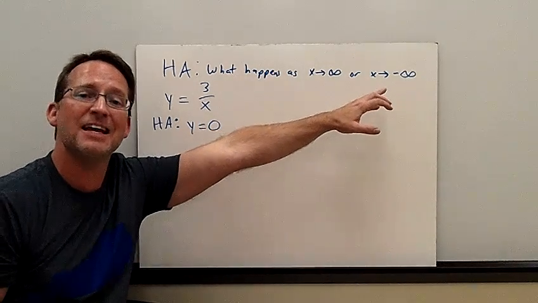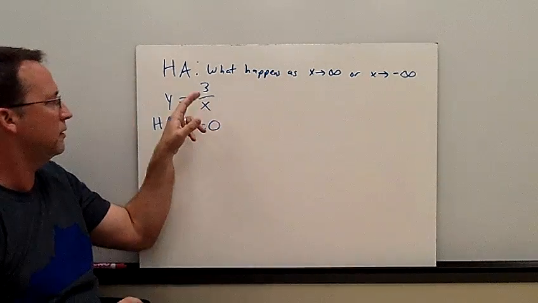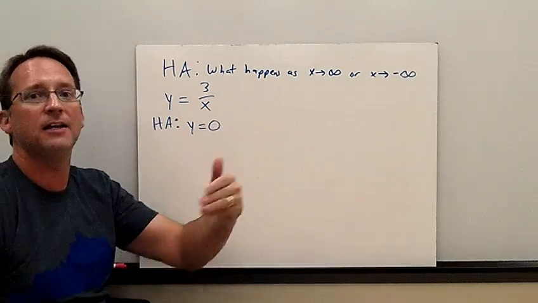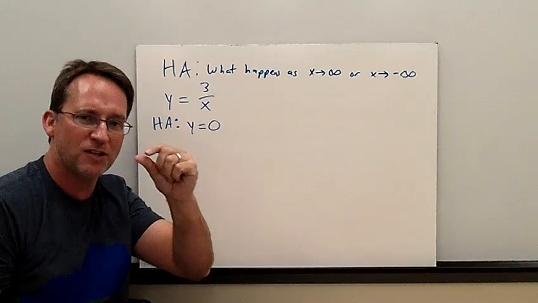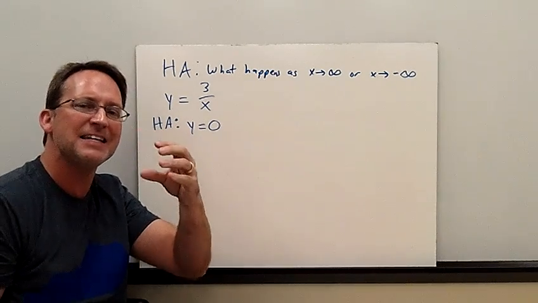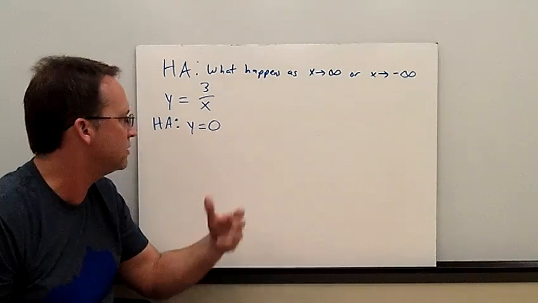Notice that's also the case as x approaches negative infinity. If I made this 3 over negative 1,000,000 or 3 over negative 1,000,000,000, that's a tiny, tiny fraction. It's a little bit negative, but it's a tiny, tiny fraction. It's getting closer to 0.